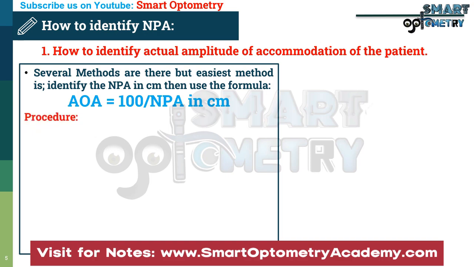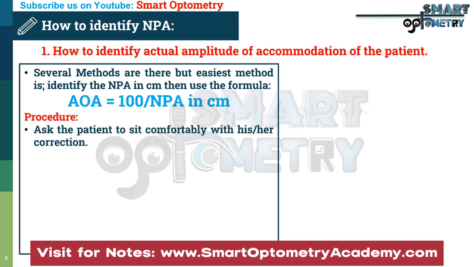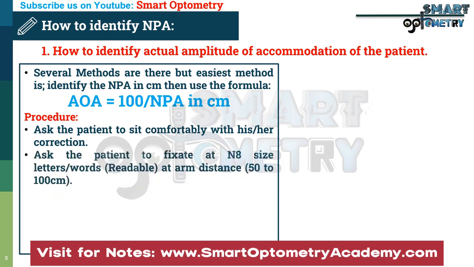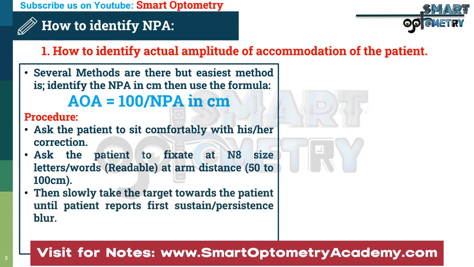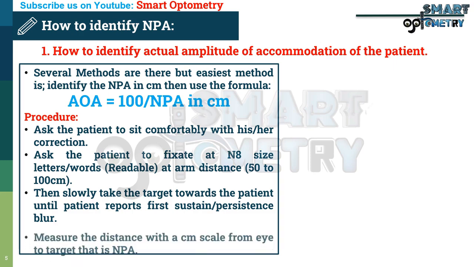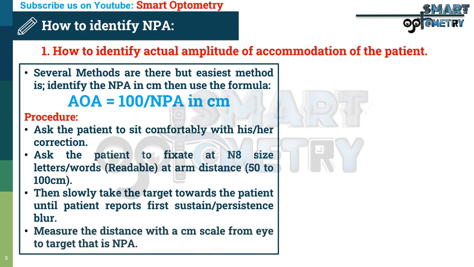Let's see how to identify near point of accommodation. Ask the patient to sit comfortably with his or her correction. Then ask the patient to fixate on any size letters or word at arm distance, that is 50 to 100 cm. Then slowly move the target towards the patient until the patient reports first sustained or persistent blur. Now measure the distance with a centimeter scale from the eye to the target, that is the near point of accommodation.